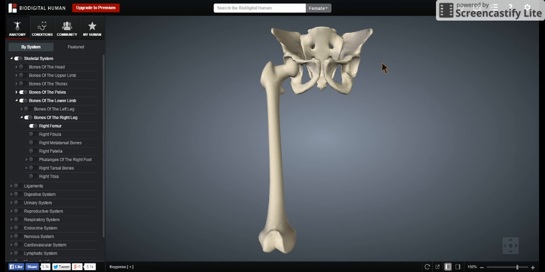For this video, we're going to be talking about the femur. We're going to look at its orientation, how you identify individual structures, and its articulations. This picture that you see in front of you is a right femur in proper anatomical position.